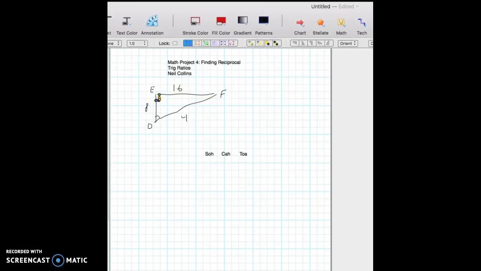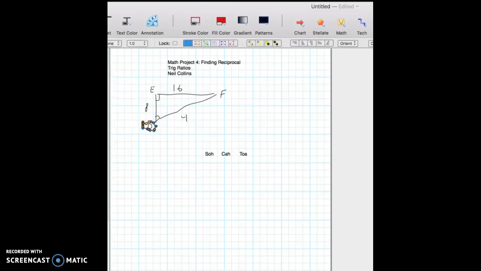This is a right triangle, so because it is a right triangle, we are going to be using SOHCAHTOA in order to determine the six ratios for angle D. So we're going to be determining six ratios for this angle D right here. Sorry about that.